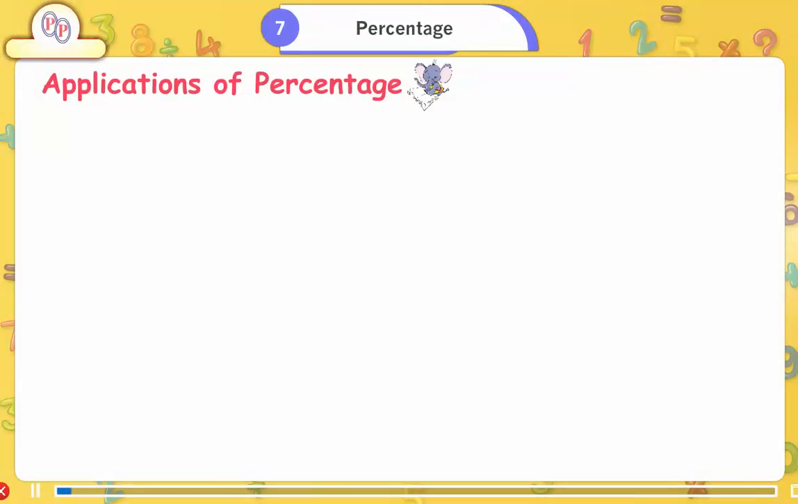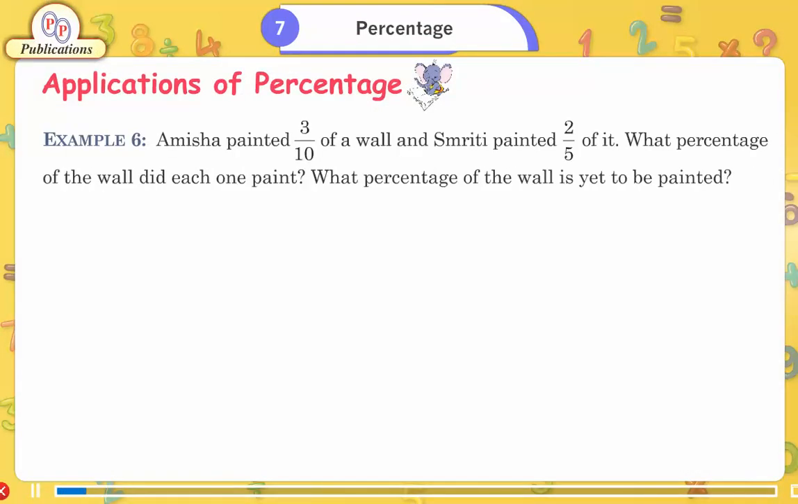Applications of percentage. Example 6. Amisha painted 3 by 10 of a wall and Smriti painted 2 by 5 of it. What percentage of the wall did each one paint? What percentage of the wall is yet to be painted?